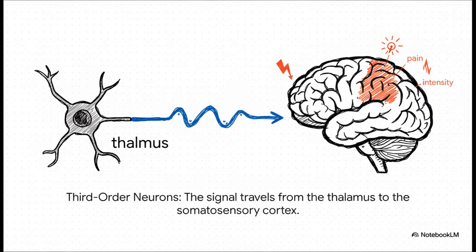So that second-order neuron zips all the way up to the thalamus, which is kind of like the brain's central relay station or main post office. In the thalamus, it hands off the signal one last time to a third-order neuron, and that neuron carries the message to its final destination, mainly the somatosensory cortex, which is the part of your brain that figures out where the pain is and how much it hurts.